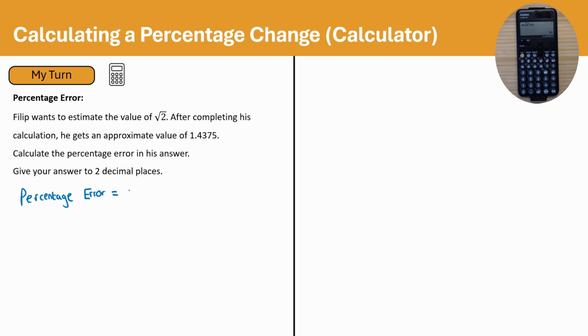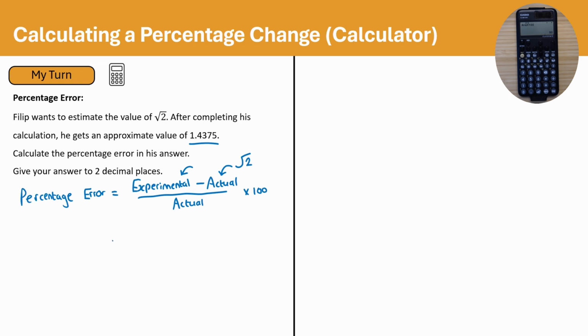Percentage error is equal to the experimental value, subtract the actual value, divided by the actual value, multiplied by 100. Now, the reason it's called the experimental value is because it might be something that we've measured in an experiment, or in this case, it's the value that Philip's worked out, the 1.4375. That's why we call it the experimental. The actual value is, as it says on the tin, what the actual value is. In this case, it's our root 2, as you type in your calculator. Or if you were doing a measurement question, it is what the actual value is.